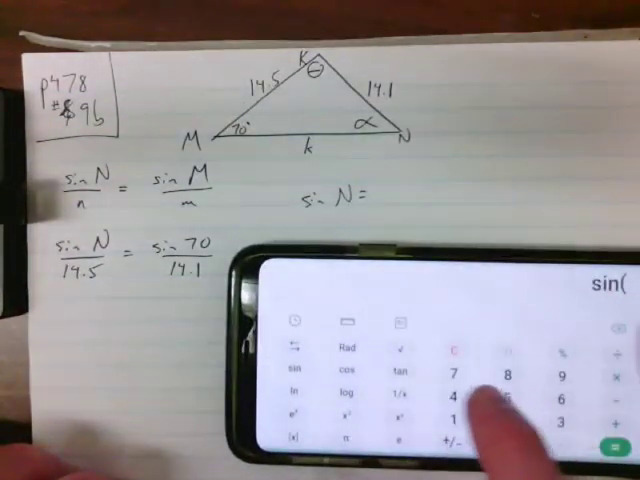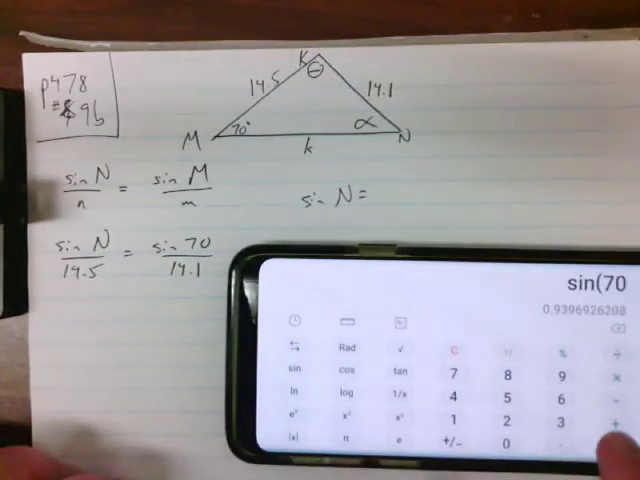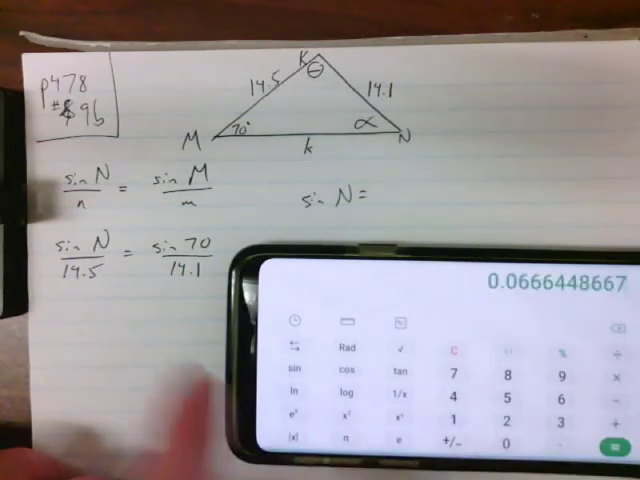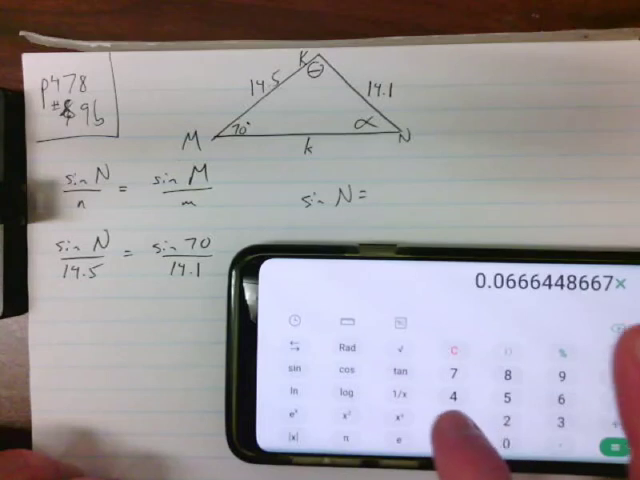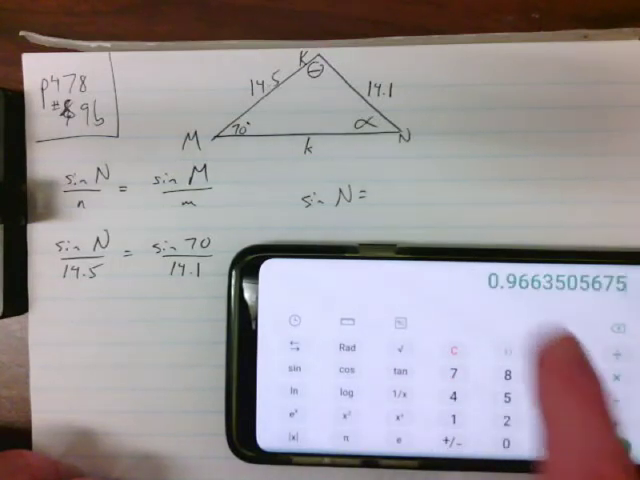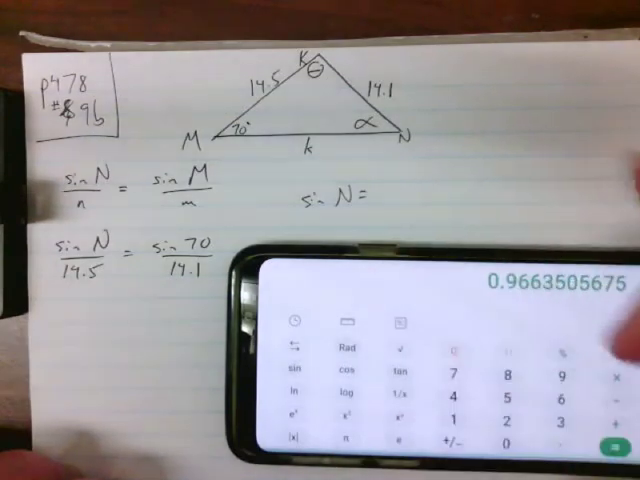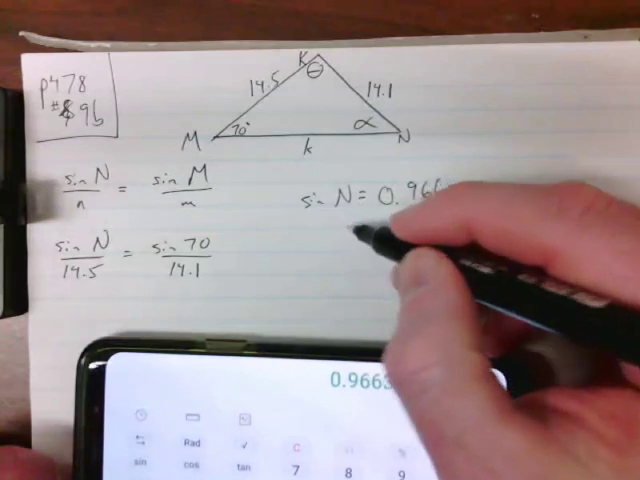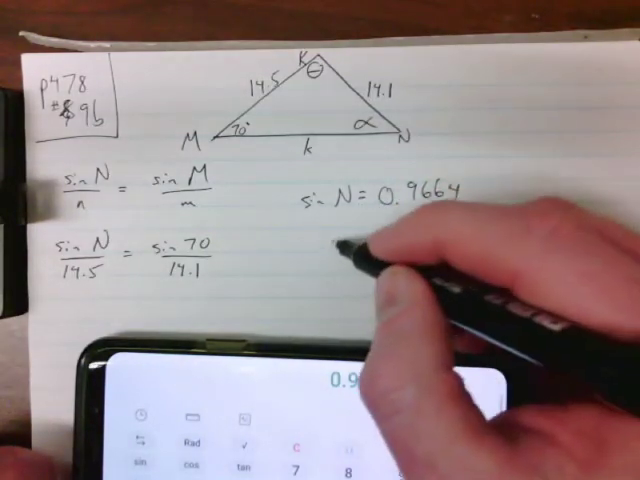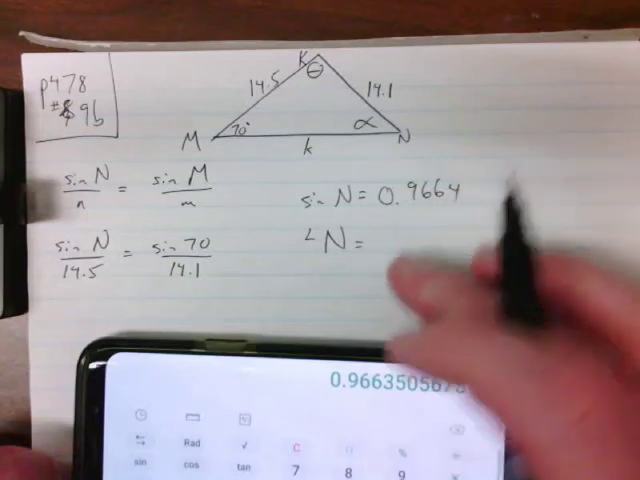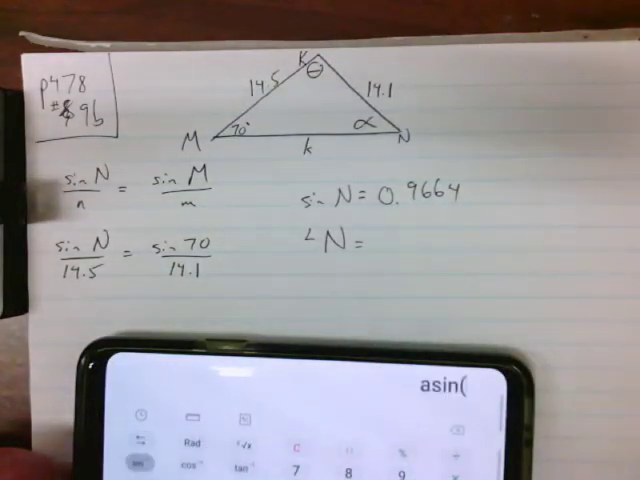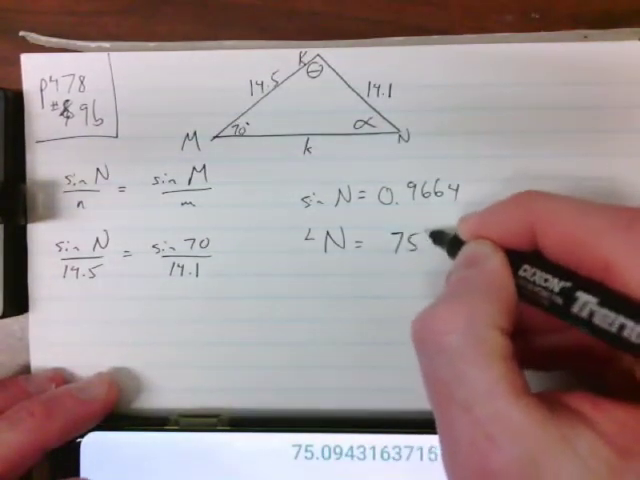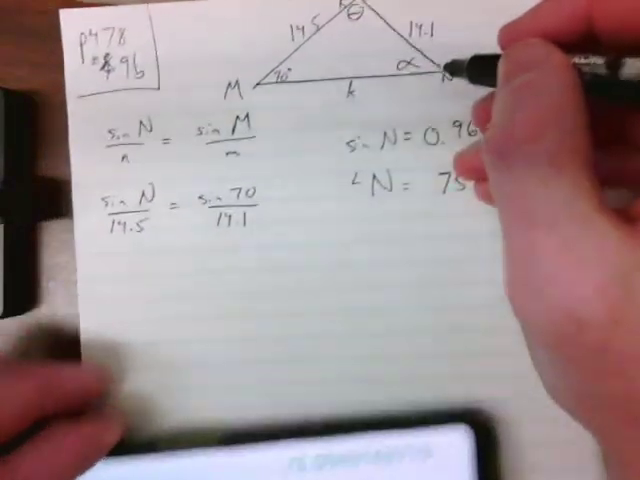Sine of 70 equals that, divided by 14.1 equals that, and then I'm multiplying it by 14.5 equals that. So sine of n equals 0.9664. Angle n is going to be the inverse sine of that. So angle n equals inverse sine of that number, which equals 75 degrees. Okay, so n equals 75 degrees. That's one of our answers.